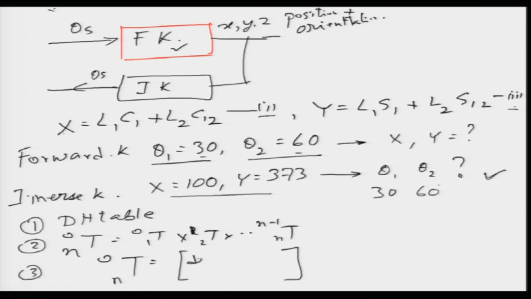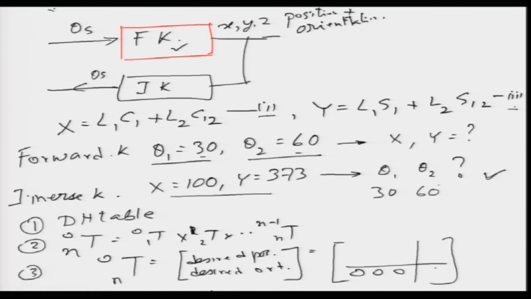So the desired position and the desired orientation is also a homogeneous transformation matrix, which will look like this. This is going to be 0, 0, 0, and that is 1. This is my distance between the origins, so this is my position and this is my orientation, right.